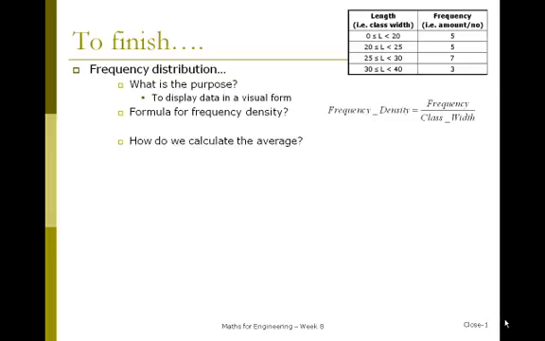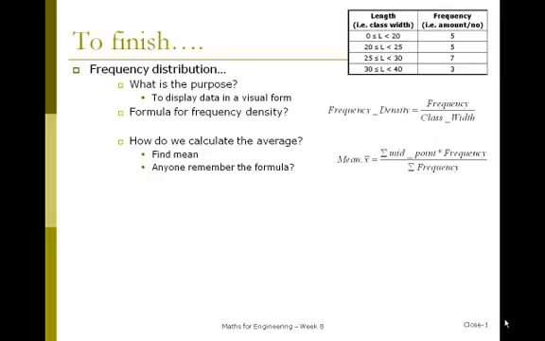So how do we calculate the average? And can you think of another term for the average? Yes, we find the mean. And can you remember what the formula is for finding the mean? The mean, x bar, is equal to the sum of the midpoint times the frequencies, divided by the sum of the frequencies.